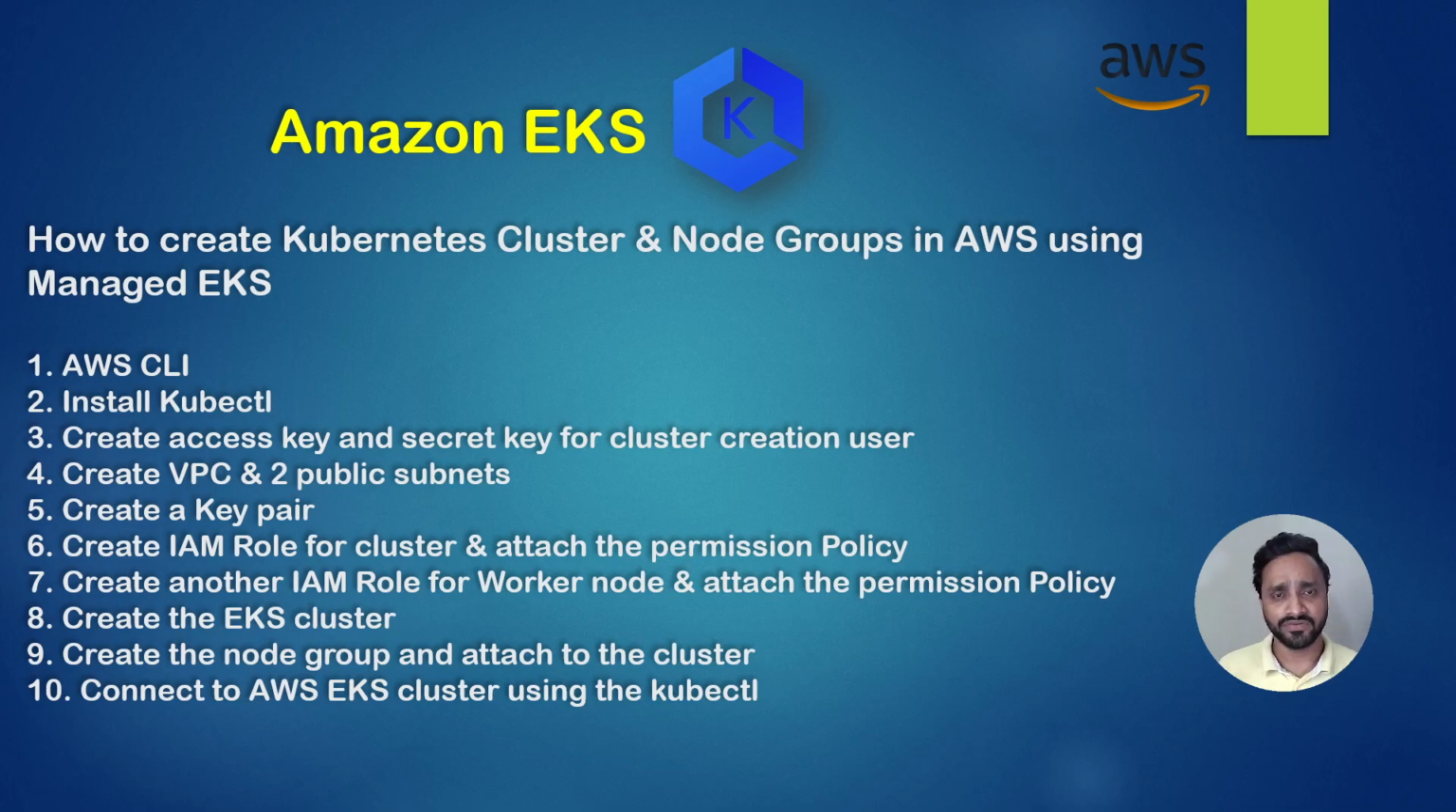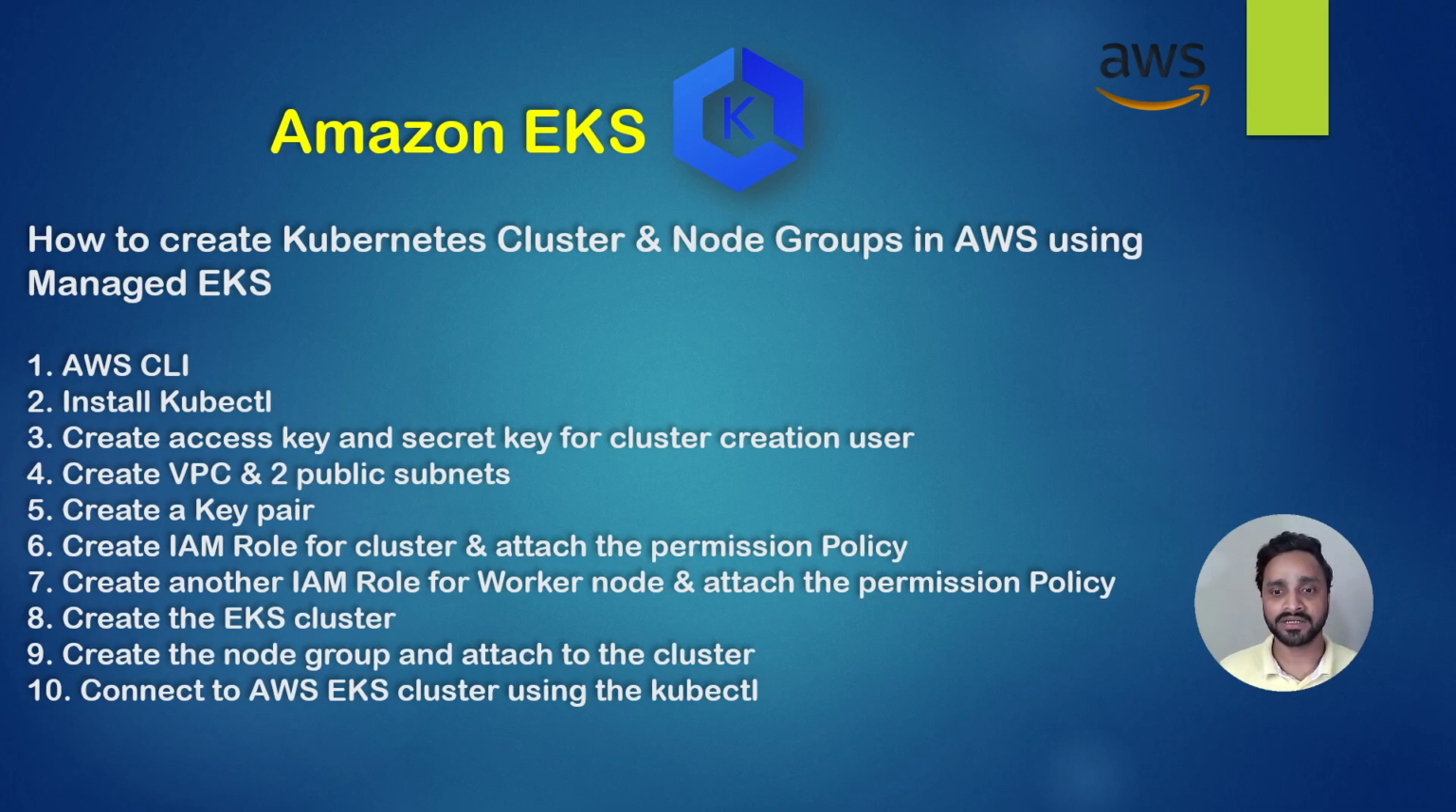First, we have to install the AWS CLI. After that, we have to install kubectl. Third, create an access key and secret key for the cluster creation user. After that, we are going to create a VPC and two public subnets. Along with that, we can create a key pair, or if we already have a key pair, we can use that, and create an IAM role for the cluster.